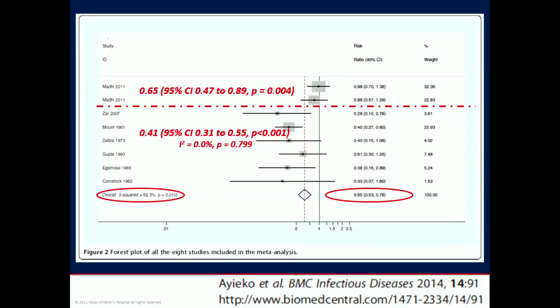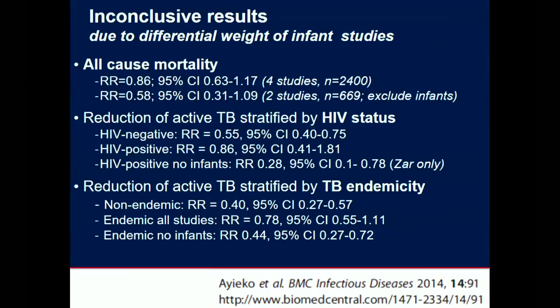Actually, it's really important to look at this because this collection of studies is what drives IPT policy and why the guidelines that we have about who we use IPT in children sometimes seem a little funny to us. But it's really from this collection of studies. So in summary, the differential weights of the infants also makes it difficult to draw conclusions on all-cause mortality, the HIV status, and the TB endemicity.